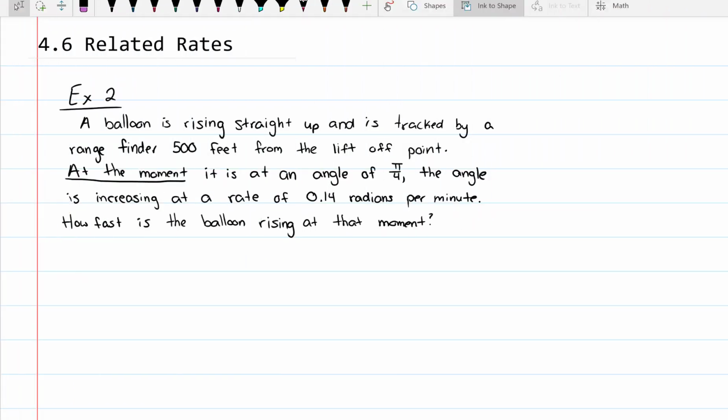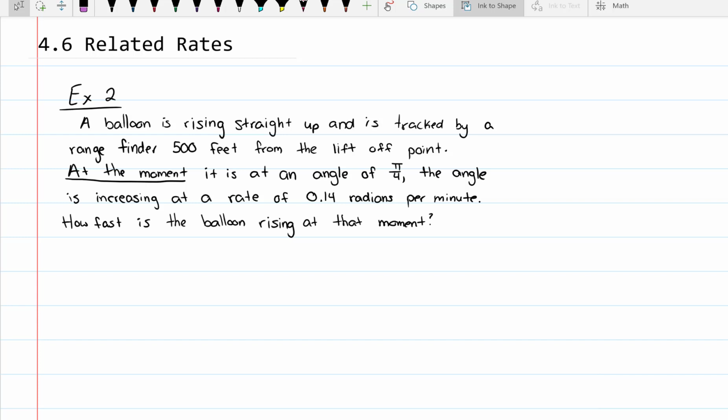Example 2. A balloon is rising straight up and is tracked by a rangefinder 500 feet from the liftoff point. At the moment, it is at an angle of pi over 4. The angle is increasing at a rate of 0.14 radians per minute. How fast is the balloon rising at that moment?